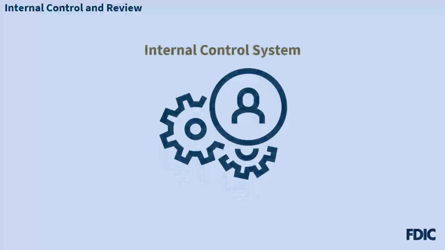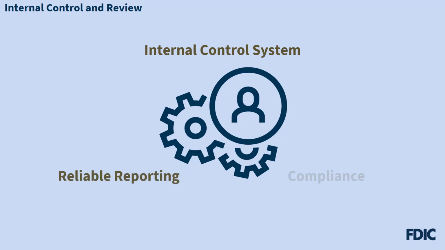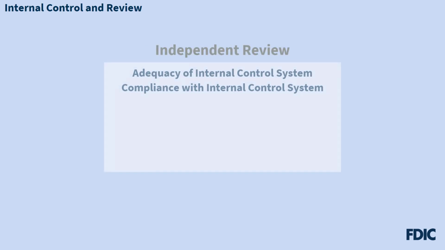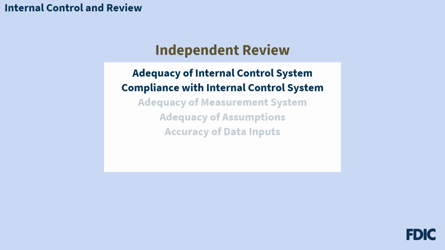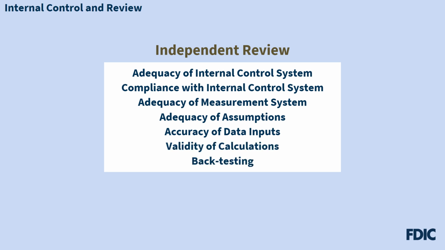Now, let's talk about internal control and review. Effective banks have an appropriate internal control system that promotes reliable financial reporting and compliance with internal policies and relevant regulations. The independent review process for interest rate risk management covers the adequacy of and compliance with the internal control system, the adequacy of the measurement system and assumptions, as well as the accuracy of data inputs. The review would also cover the validity of calculations and backtesting, which simply means comparing previous model projections to actual performance in order to assess the reasonableness of modeling.